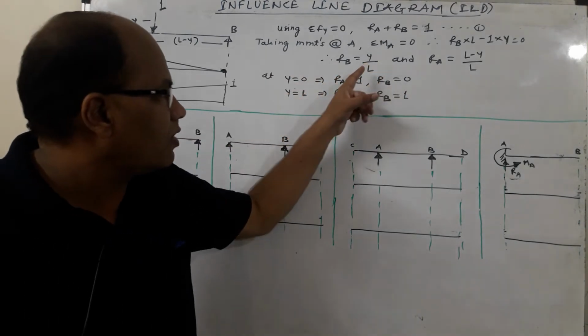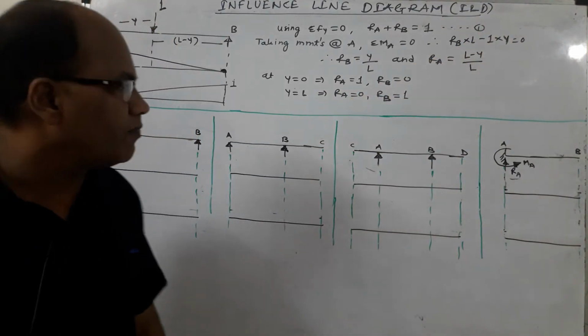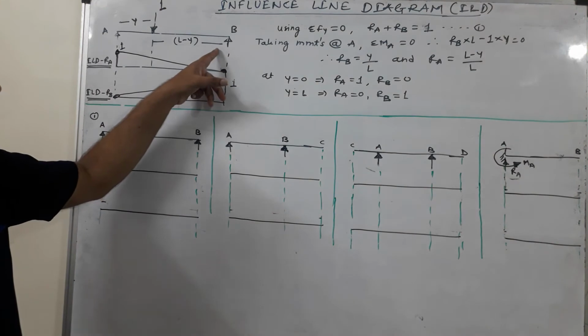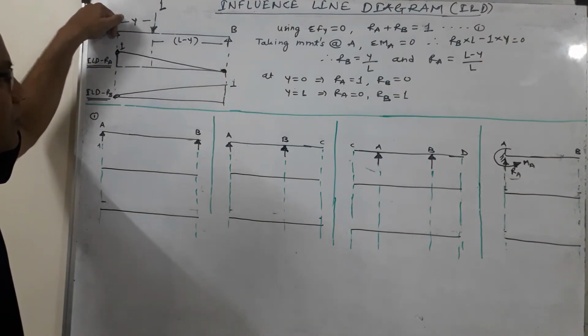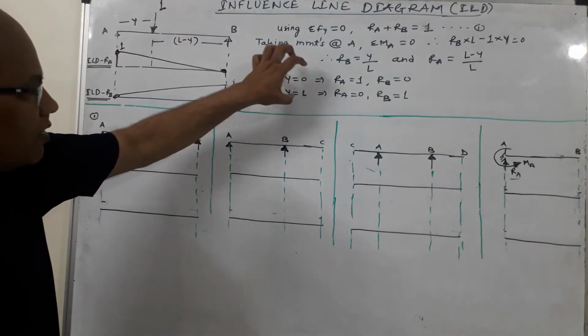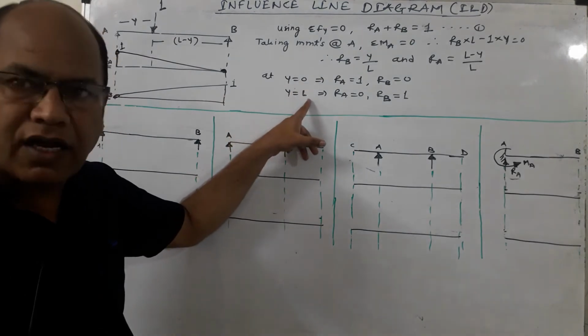Observing these equations, we can see that Rb is a function of y, and Ra is also a function of y. Now for this beam, when the load is over here at the end A, y is equal to 0, and when the load is at position B, y is equal to L. So I am assigning these two values to y: y is equal to 0 and y is equal to L.